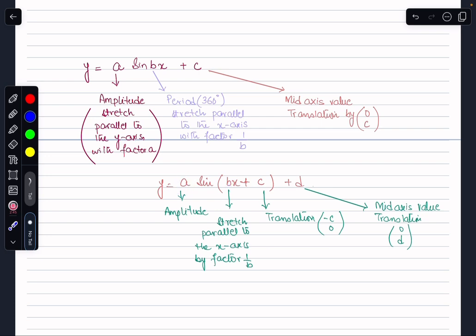B is the stretch parallel to the x-axis by factor 1 by b. C is the translation along the x-axis, so that it can be given by the matrix negative c, 0. And D is the mid-axis value. Also, it's the translation along the y-axis with 0 and d. So this is the basics of our trigonometric function graphs.